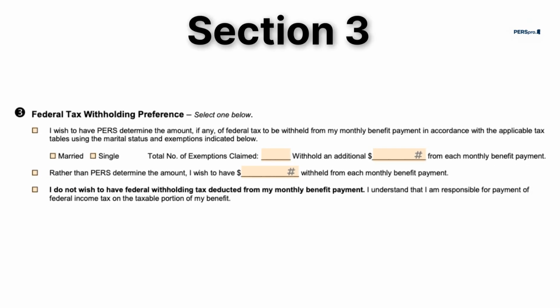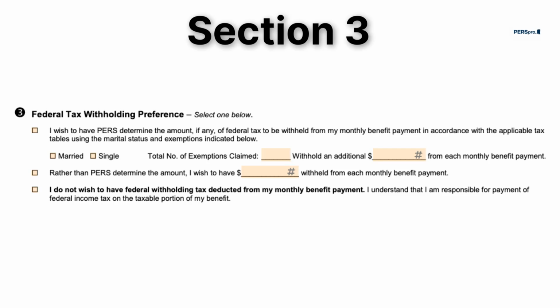Now we arrive at Section 3, Federal Tax Withholding Preference, which requires careful consideration. This section instructs PERS how much to withhold from your monthly service retirement benefit each month to go towards federal income taxes. You are presented with 3 distinct options. Option 1, table-based withholding. PERS will calculate your withholding automatically using standard IRS tax tables. If you select this option, you must specify whether you are filing as single or married and write in the precise number of withholding exemptions you wish to claim.